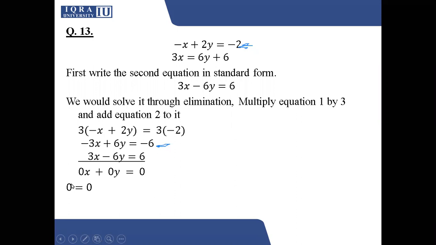Now this is not a false equation. This is a true equation, right? 0 is equals to 0, isn't it? So this is a case of infinite many solutions. I'll repeat again. Whenever during any elimination process I get something like 0x plus 0y equals to 0, which I can simplify to 0 equals to 0, that is a case of infinite many solutions. If I get something like 0 equals to 10, that is a case of no solution. And if I get obviously some values for x and y, that is a case of unique solution.